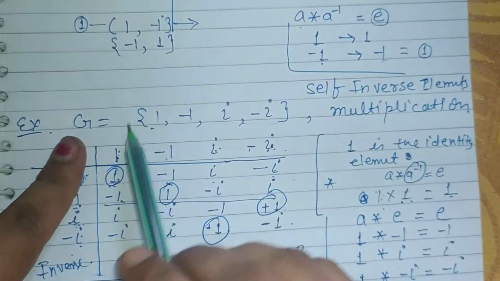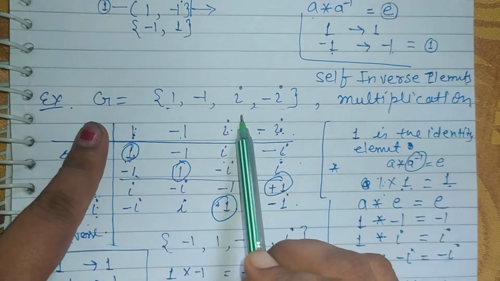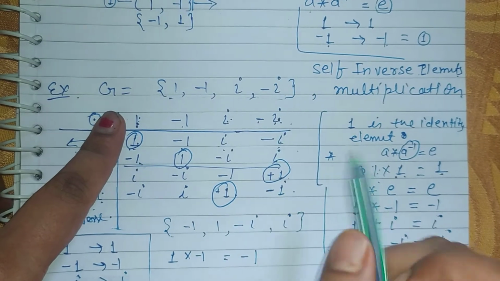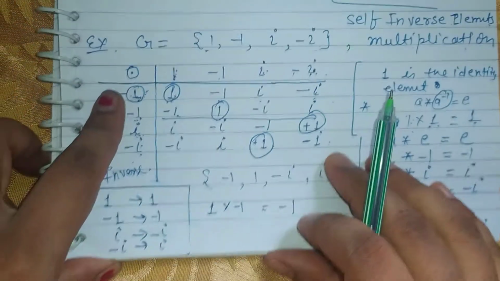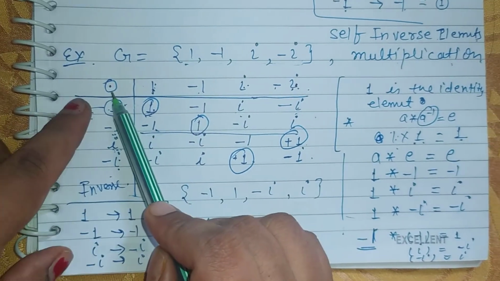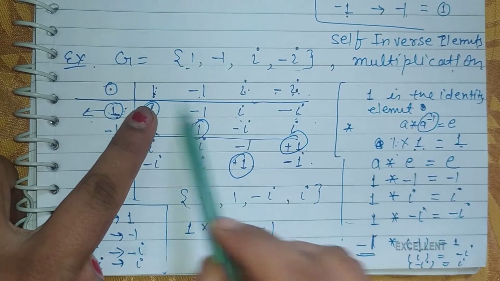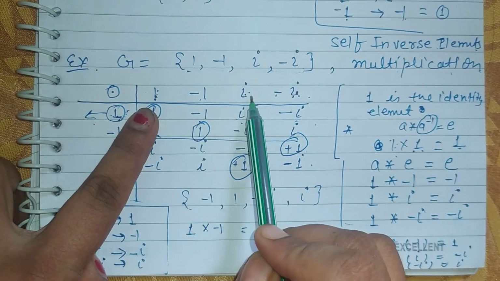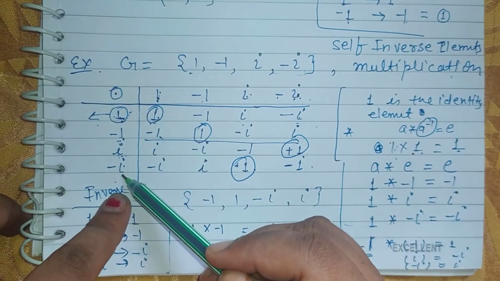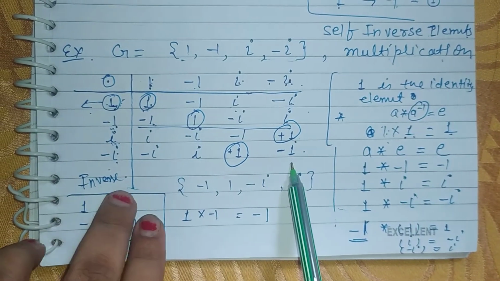One more example for a Cayley table. If you have a group G, where we have the elements 1, minus 1, iota and minus iota. In this group we have 4 elements and the operation is multiplication. So how can we make this Cayley table for this group? So here I am writing the operation, that is multiplication, and all the elements in this row, that is 1, minus 1, iota and minus iota. In the column again 1, minus 1, iota and minus iota. After operating, it gives all these elements.